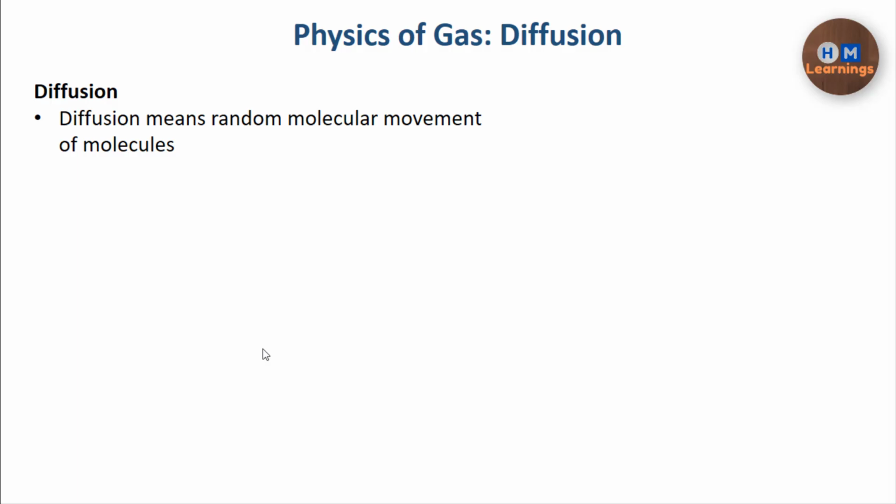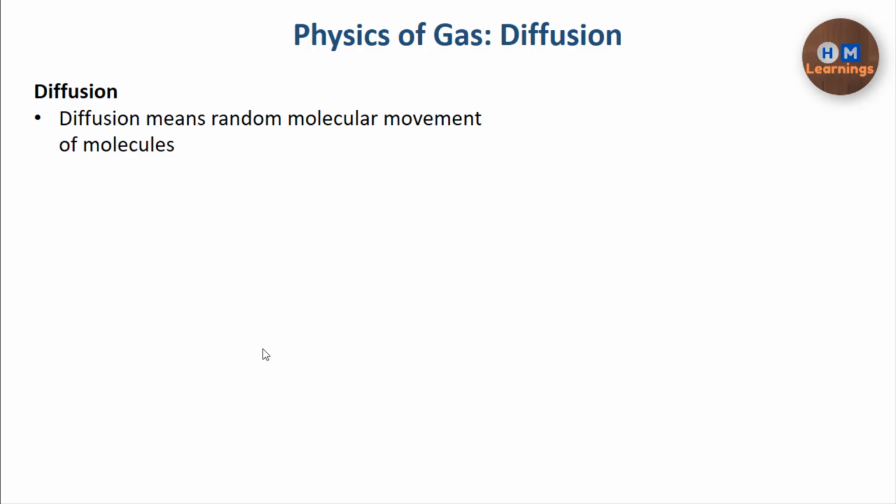So what is diffusion? Diffusion basically means the random molecular movement of molecules. This video is about a very basic understanding of diffusion, because diffusion is a very basic topic. It can be asked in viva, it can be asked in theory exams as well. If you don't know this topic, this could be a blunder for you. So you need to know diffusion.